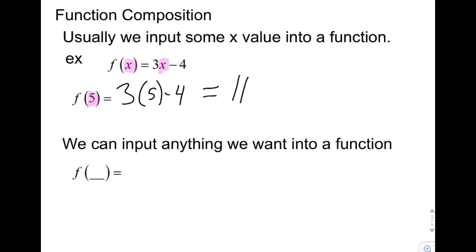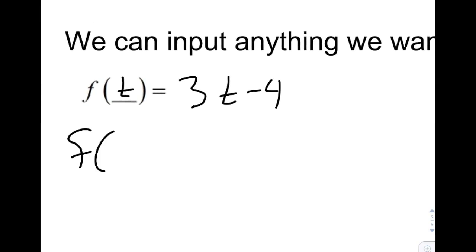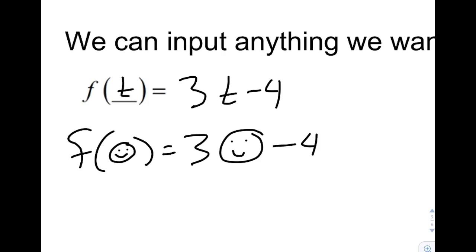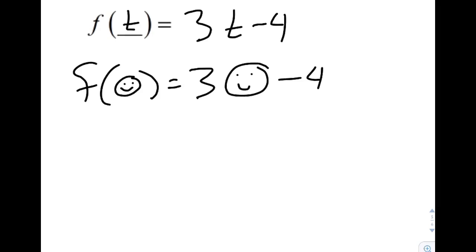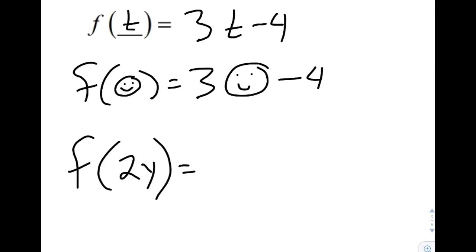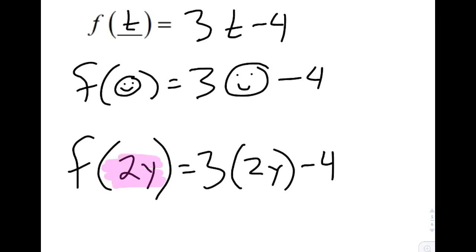Well, you can put anything you want. If you wanted to put a t here, then it would be 3t minus 4. You can put a smiley face: f of smiley face equals 3 smiley face minus 4. More importantly, you could put a whole other function, or some other terms. So what if I say I want 2y, then I would have 3 times 2y minus 4. Just remember that whatever goes in here is whatever goes in your input spot. And x is usually what we keep as our input spot.